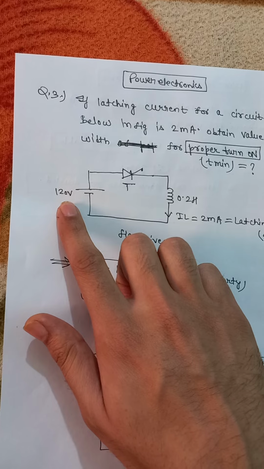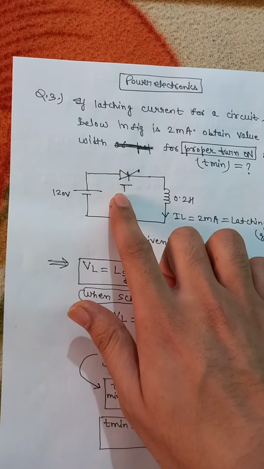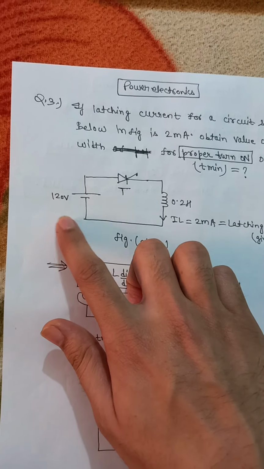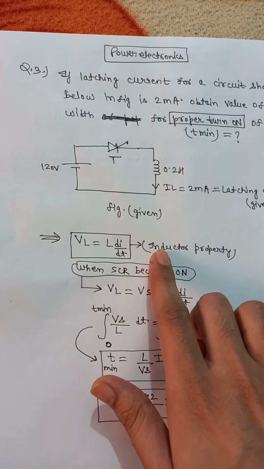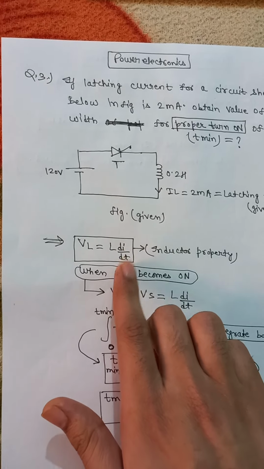120 volt is the supply voltage and the inductor value given is 0.2 Henry, and the thyristor, which is indicated by T, is connected between the supply voltage and the inductor. From the inductor property, we know that VL is equal to L di by dt.